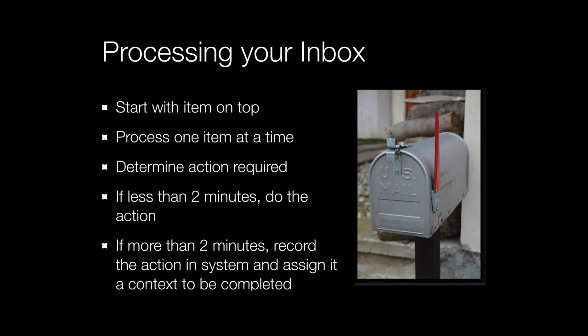When we process it, or when we review it, you need to start with the item on top. You need to process one of them at a time. And this is where it starts to get critical. You have to decide what the next action you are going to do relating to this is, right? And we'll talk about next action in a second, right? And then we also have to decide what context you're going to do it in, okay? If it's going to be a less than 2-minute thing, right?